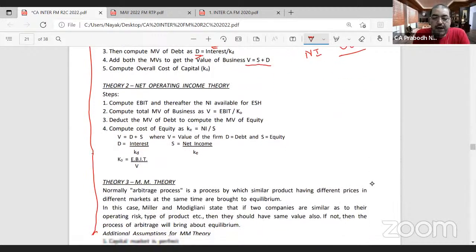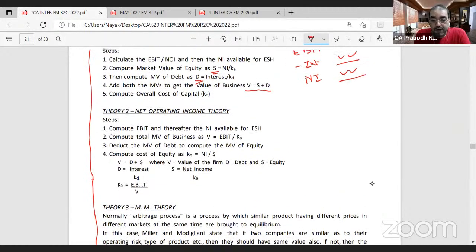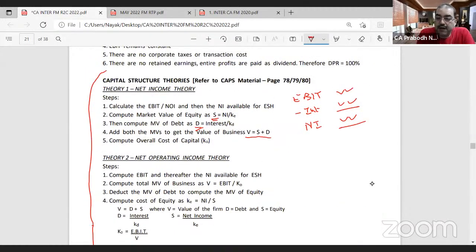For net operating income theory, you start in the same way. EBIT is there. But now what do we say here? The additional point of net income theory is that KD and KE are given. Let me say constant. They are given in the question, so they are constant. So since KD and KE are given, KO is to be calculated.